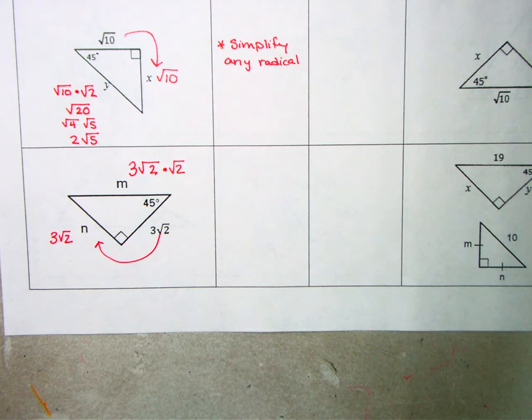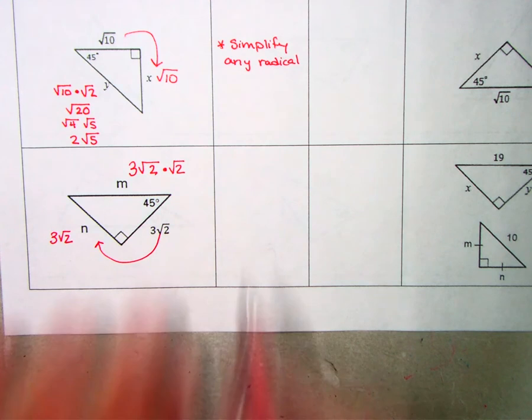Okay. We talked about this for a couple of days too. A couple days ago. What is radical 2 times radical 2? It's just 2. So this right here is just going to be 2. And what do you do with the 3 in the front?